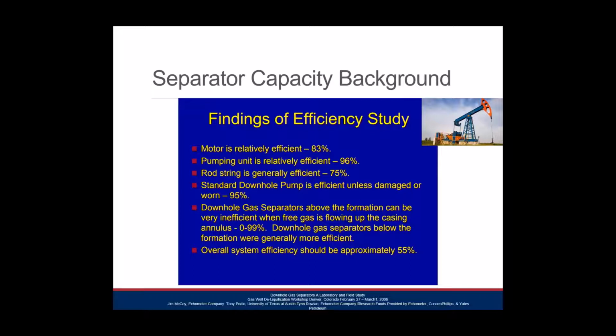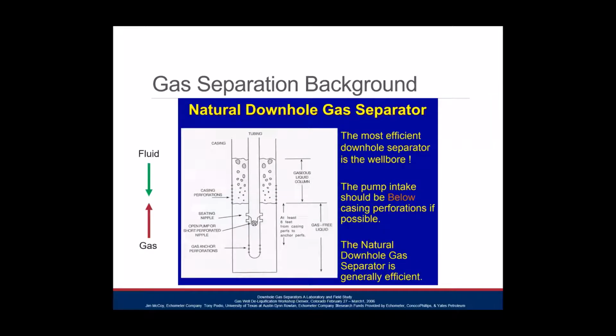That's efficient as well. And then we get to the downhole gas separator, and that was the thing that varied the most, from 0 to 99%. You can have a well that's gas locked, that's pulling in gas and essentially cannot pump, or you can have a very good gas separator that pulls in 100% fluid, and the whole system is more efficient. So overall, we wanted to look at the downhole gas separator and how it affects the whole system.